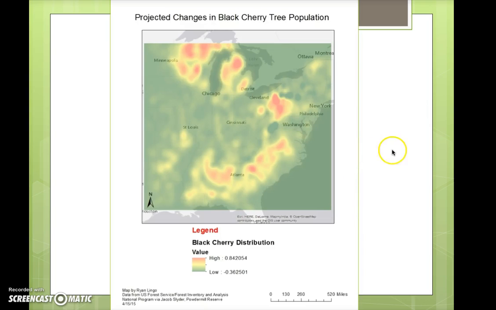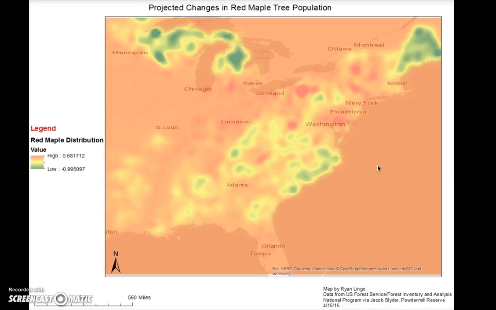So looking at the black cherry, you can see here the red colors are positive, so we're going to see an increase in species up by the Great Lakes, all the way into western Pennsylvania. And an interesting thing to note here is along the Appalachian Trail, we see kind of this advance of the black cherry tree population. I think further research would need to be done to see what's causing that and where they're moving to.